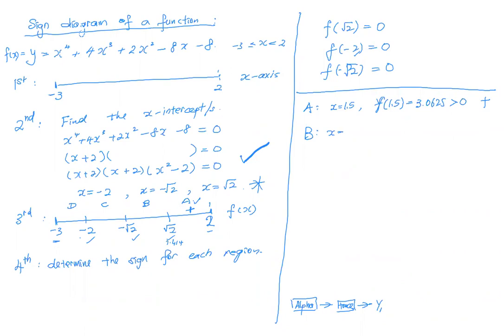Now I'm very clever. Last time I put the value, now I don't want to. Glady, Wong, what value of X must I choose to test the sign for region B?